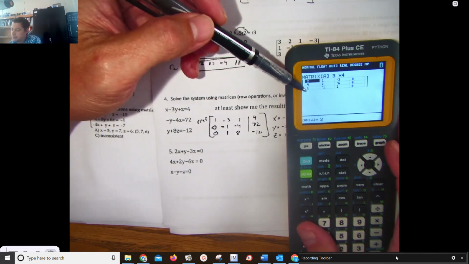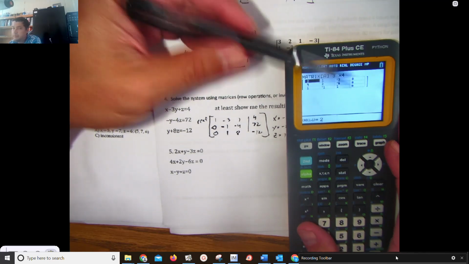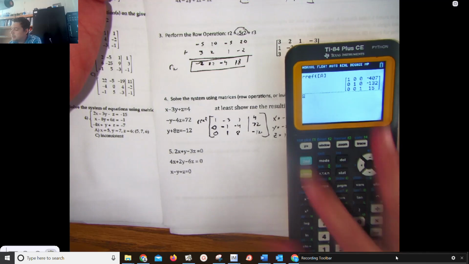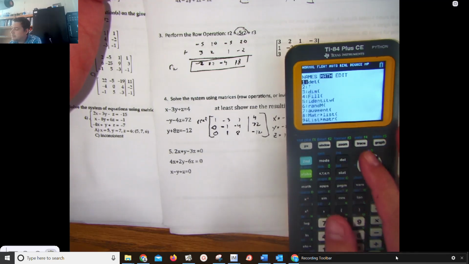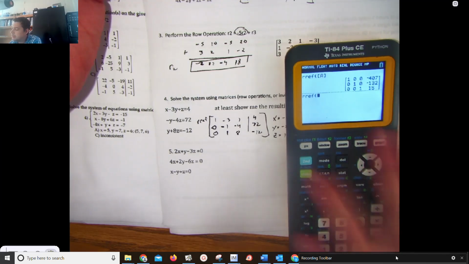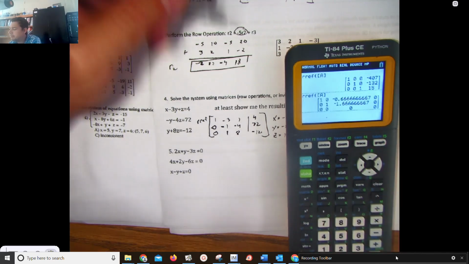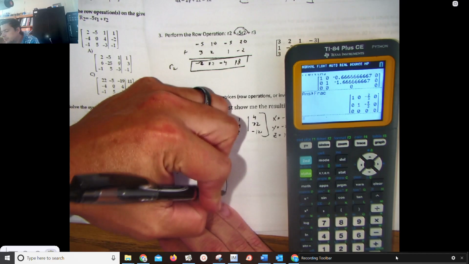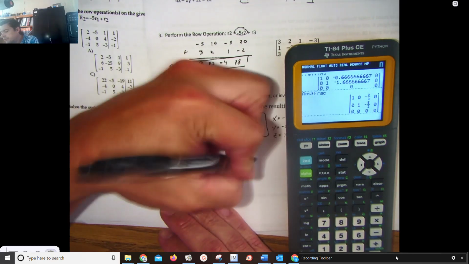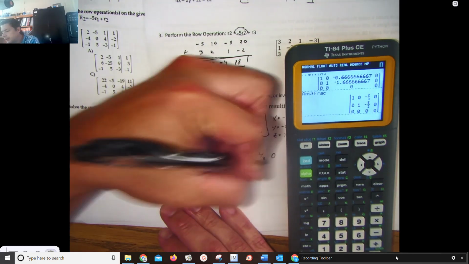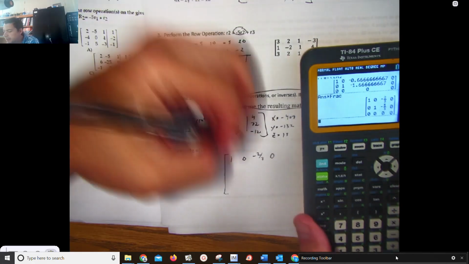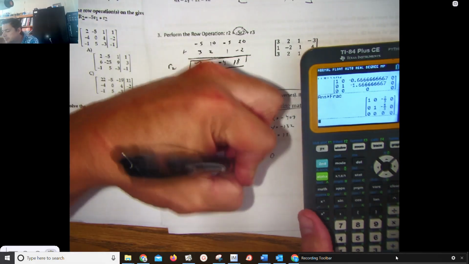If you don't know how to put stuff in a calculator, make sure you find me, because it's not a hard skill. All right, second matrix math, two below: compute the sum, matrix A, convert to fractions. And I was supposed to do this on the one before, and I just forgot to write it down. I think it says, show me the resulting matrix for evidence of your statement. I forgot to do that on the previous one.